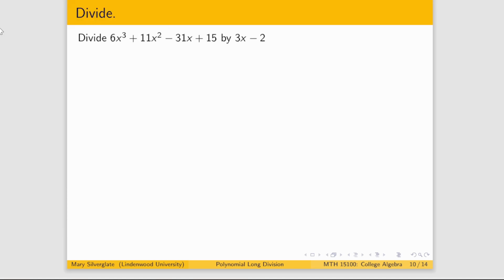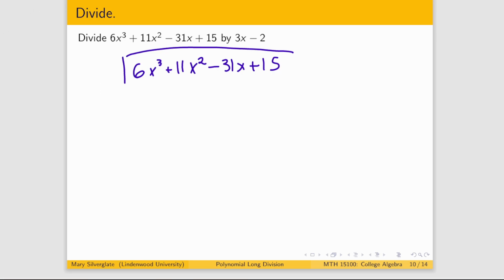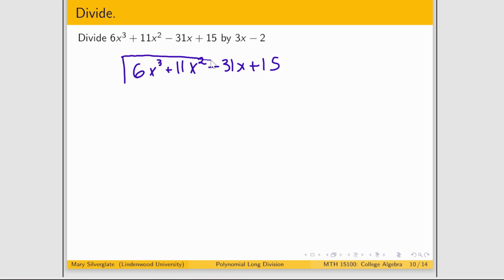But let's keep going. So let's say you had something like this. Well, first of all, pause the video and just set up the problem and make sure you've got that straight. And then restart it so that we can solve it together. So to set up the problem, you put this dividend here: 6x cubed plus 11x squared minus 31x plus 15 divided by, and let me actually give myself some room to write things when we get results, 3x minus 2.